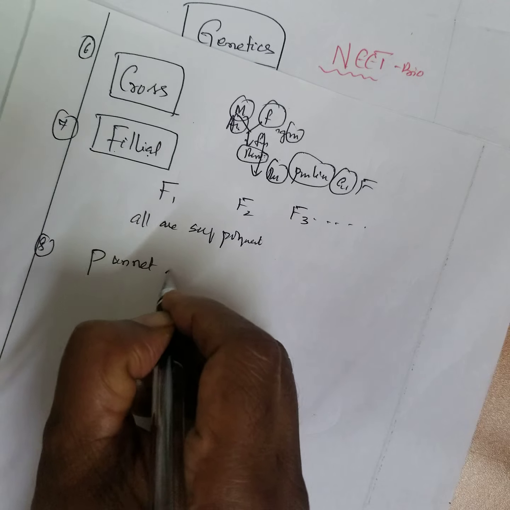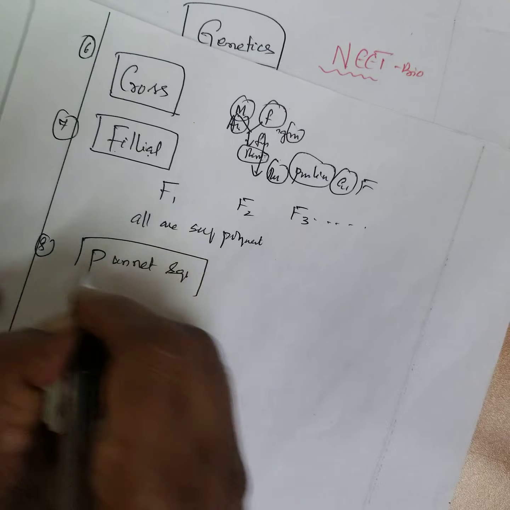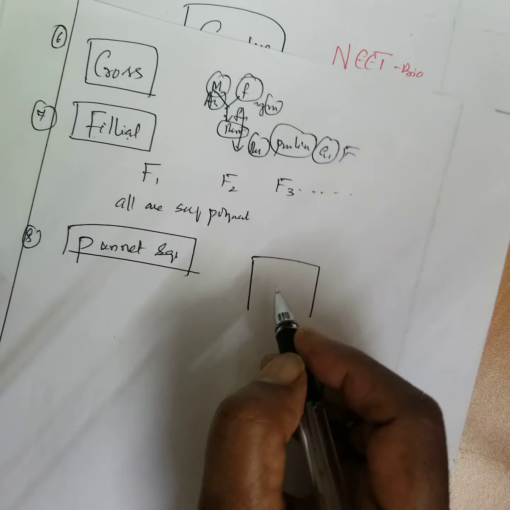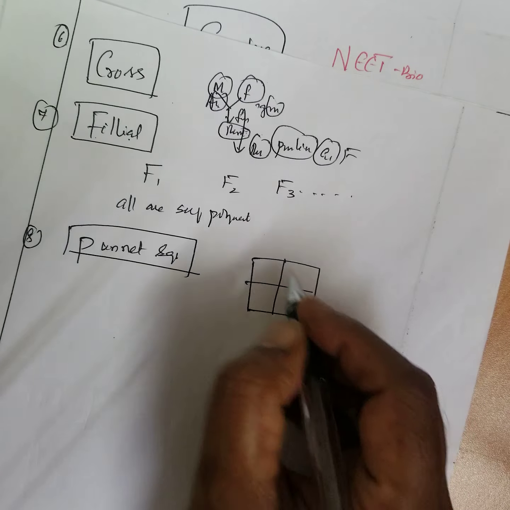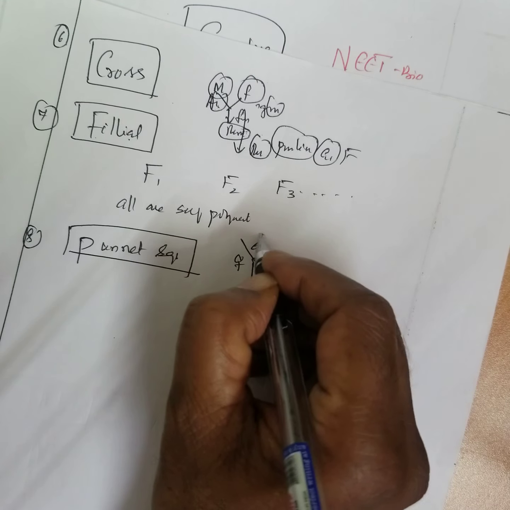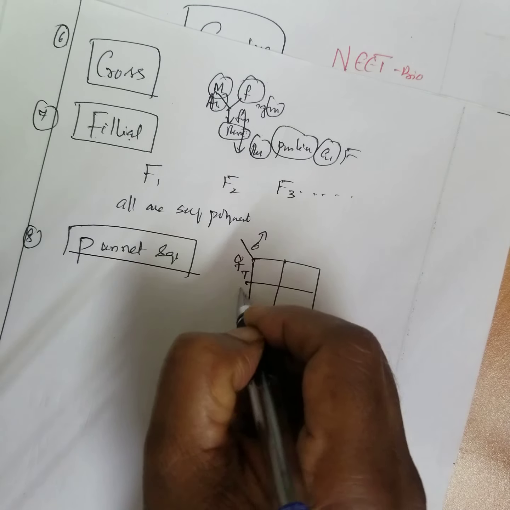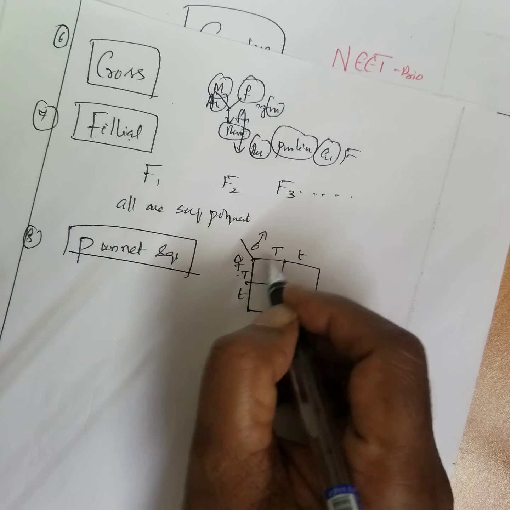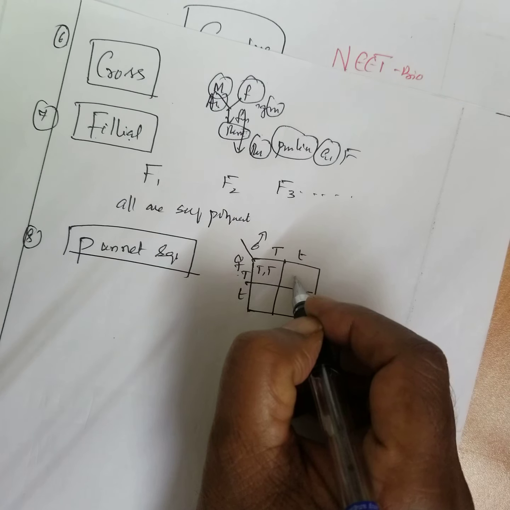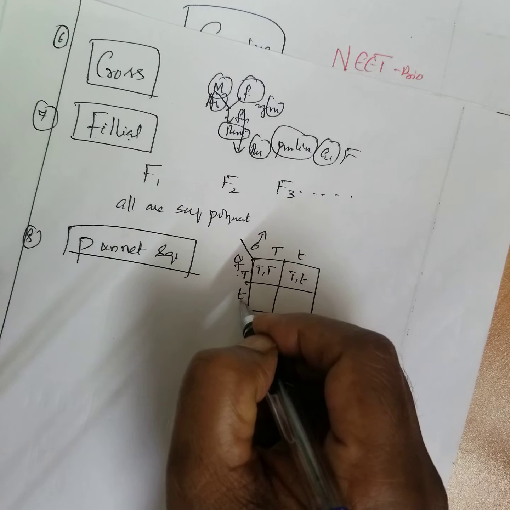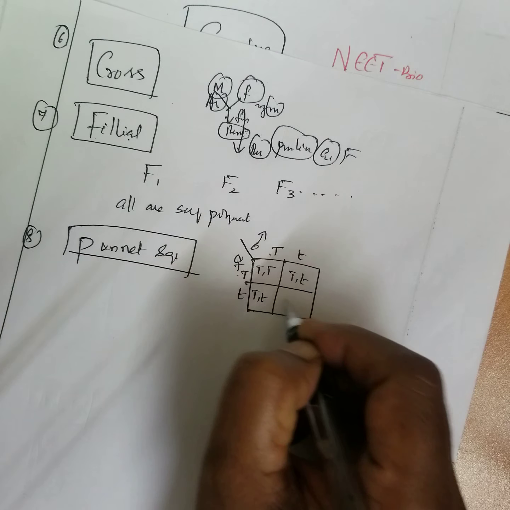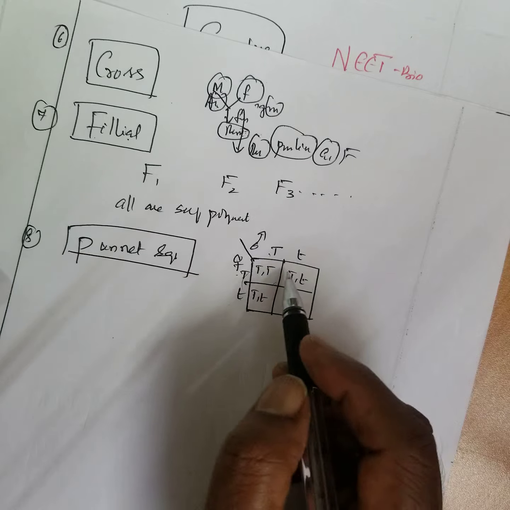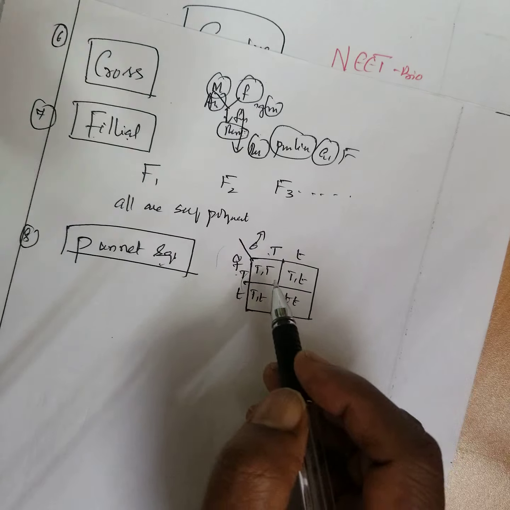Another thing is the Punnett square. Here, what do you write? This is a type of square in which male and female characters are written. Here you write T and T, then T and T. Here don't write small t and t. Again T and T and T and T. This is called the Punnett square, where you can easily analyze.